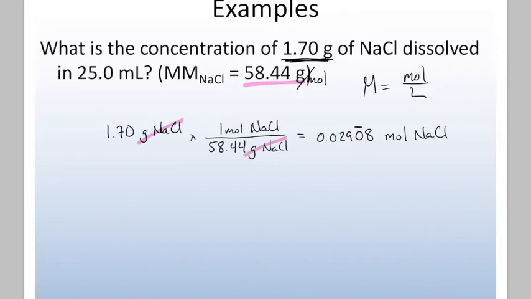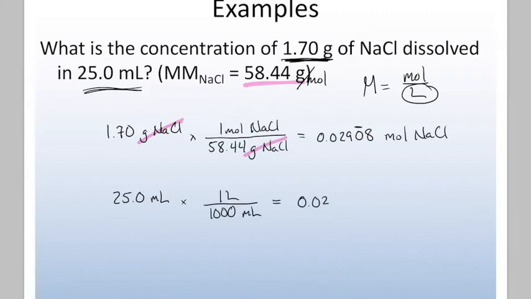Awesome. So now, the only problem is that I need to find out moles per liter, and I'm given milliliters, right? So then I have to do another unit conversion, where I do 25 milliliters, and then I'm going to multiply by the fact that there are 1,000 milliliters in 1 liter, and that would give me 0.0250 liters.